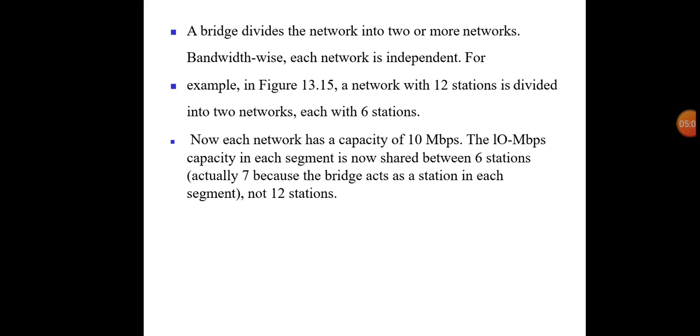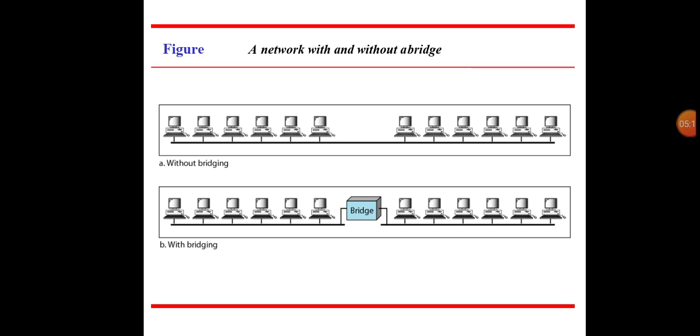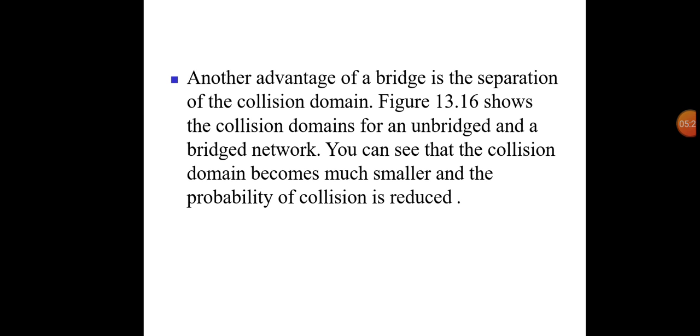A bridge divides the network into two or more networks. Bandwidth wise, each network is independent. For example, in figure 13.15, a network with 12 stations is divided into two networks, each with 6 stations. This is a diagrammatic representation without bridging, and this one is with bridging.